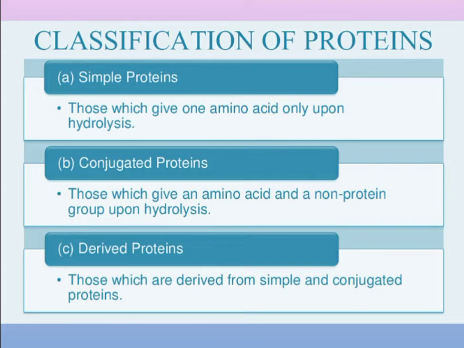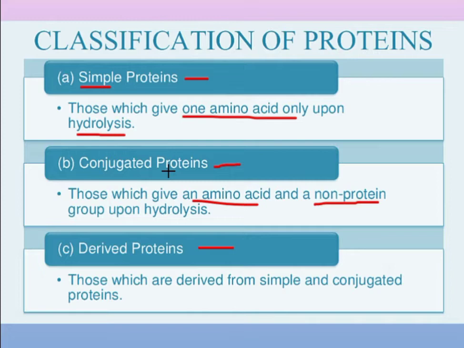So when we are classifying proteins, first we can classify them according to their structure. First we have the simple proteins, the conjugated ones, and derived proteins. Simple proteins are those which give one amino acid only upon hydrolysis. Hydrolysis is yung pagsira. So once daw na sinira ang isang simple protein, this will yield one amino acid only. So that's why it is considered simple. Then for the conjugated proteins, those will give an amino acid plus a non-protein group upon hydrolysis. So ito naman, merong dalawang components. So conjugated has an amino acid plus a non-protein group.